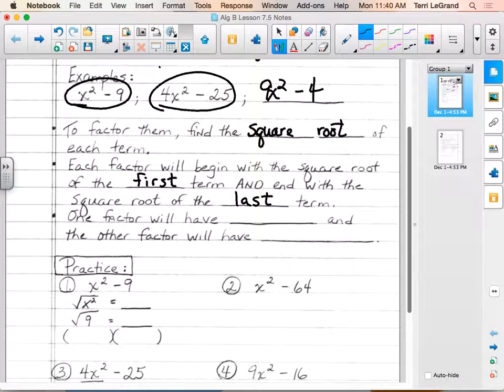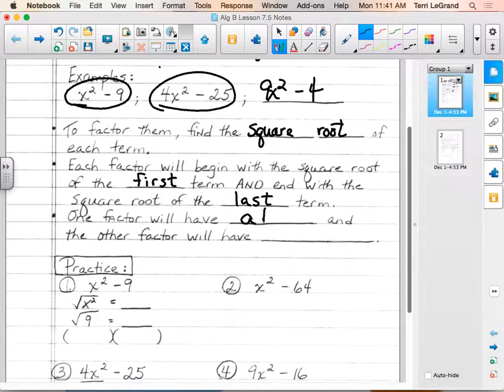So here's the deal. You start with a binomial, and it kind of feels like you don't get anywhere because you have this nice clean-cut binomial. It has two terms and it has subtraction between them. And then you end up with two binomials for its factored name. So it's kind of like you just made it a longer name. You have a binomial times another binomial that renames the binomial you started with. So you're going to get two binomial factors, each beginning with the square root of the first term, ending with the square root of the last term.